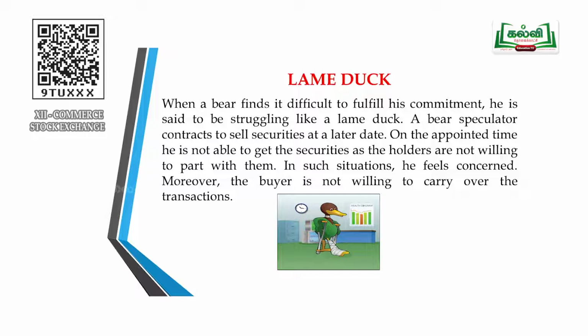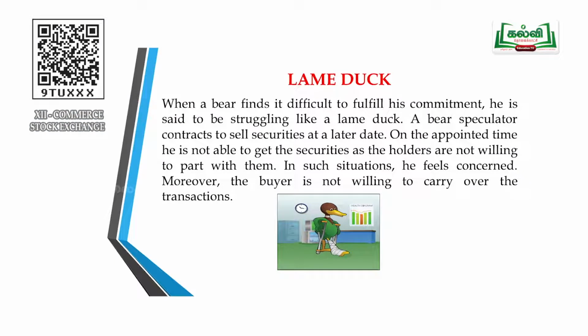When a bear finds it difficult to fulfill his commitment, he is said to be struggling like a lame duck. A bear speculator is also called a lame duck. Because a bear speculator contracts to sell the securities at a later date. But at the appointed time, he is not able to get the security as the holders are not willing to part with them. In that situation, he is concerned, and moreover, the buyer is not willing to carry the transaction forward. So he is called a lame duck.